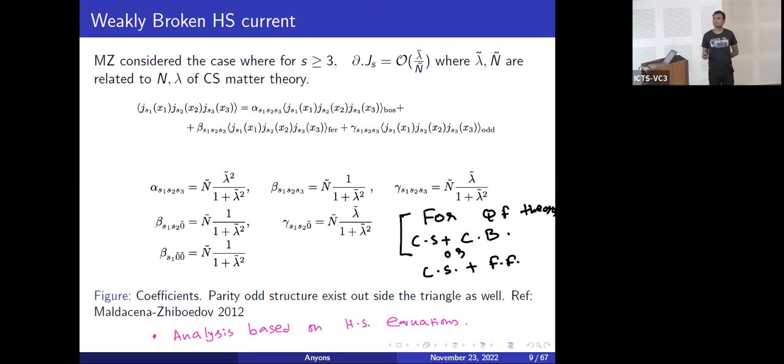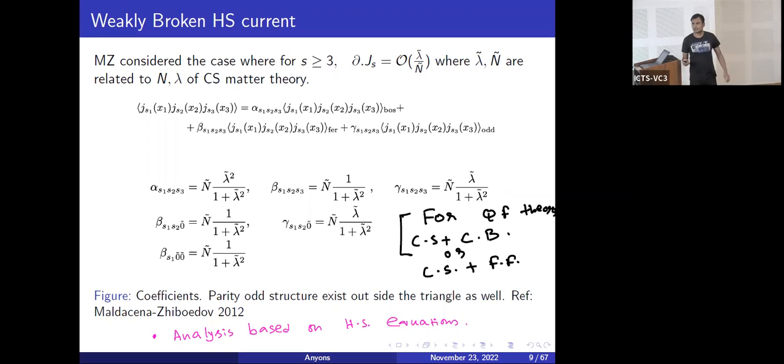Later on, Maldacena and Zhiboedov showed that now, instead of exactly conserved currents, let's say the currents are not exactly conserved but weakly broken, in the sense I have already discussed, where it goes as 1 over n. In that case, Maldacena and Zhiboedov showed that irrespective of the spin triangle, you always have 3 structures: for this class of theories, there is a free boson, a free fermion, and the parity odd structure. Always there are 3 structures.